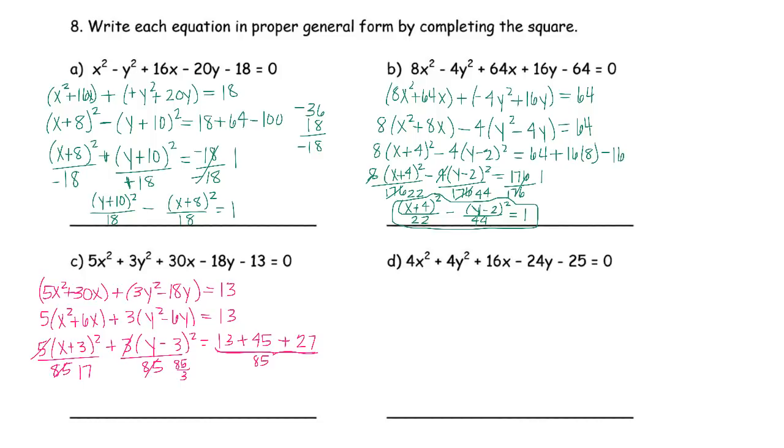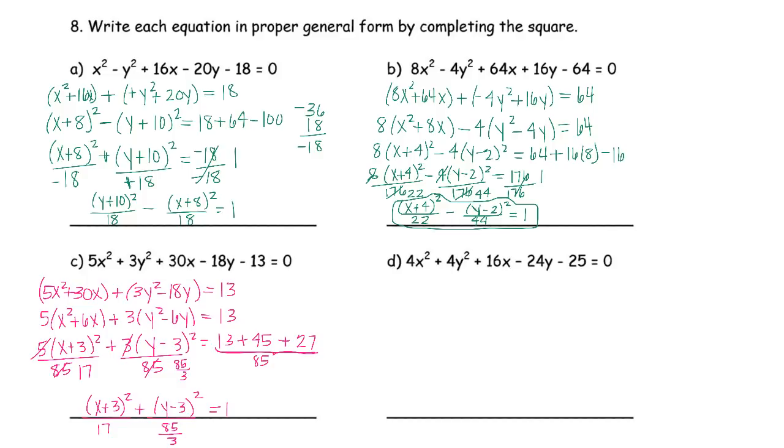So our final answer for this one, we can say, (x + 3)² over 17 plus (y − 3)² over 85 over 3. We do the reciprocal there, and all of that's equal to 1. And that would be your final answer.